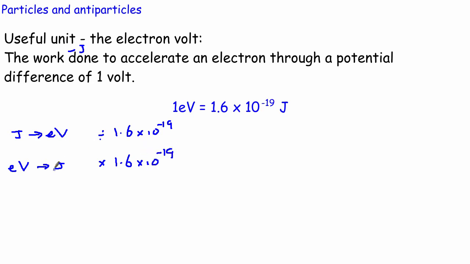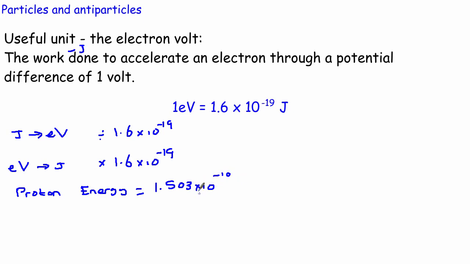So what we could do is go back and convert our proton energy that we worked out before into electron volts. So before we saw that the energy of our proton we found was equal to 1.503 times 10 to the power of minus 10 joules.